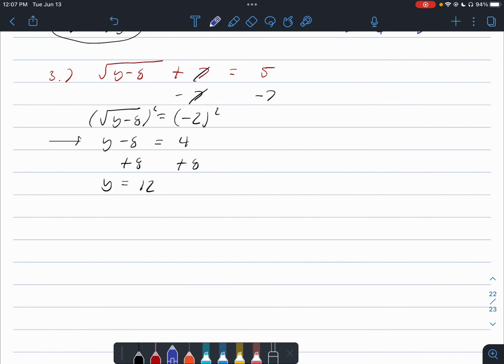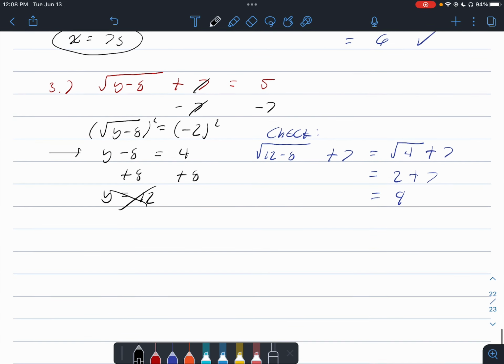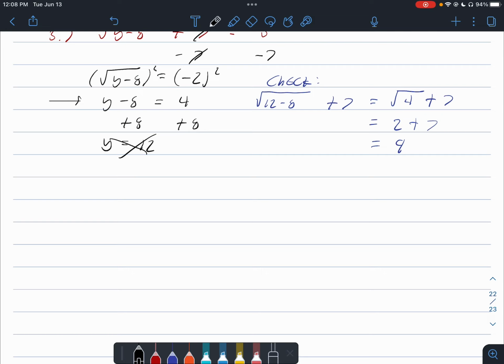Let's check our answer here. We have the square root of 12 minus 8, plus 7, should be equal to 5 if everything works out. So we actually have the square root of 4 plus 7, or 2 plus 7, which is 9. Well, 9 is not 5, so we know that this is not a valid solution. y equals 12 is not a valid solution. In this situation, there is no solution to the given equation.